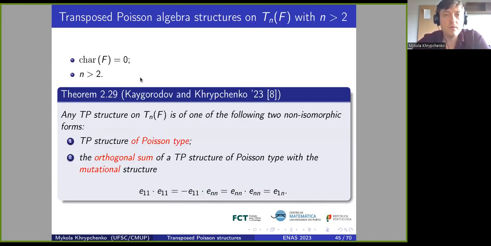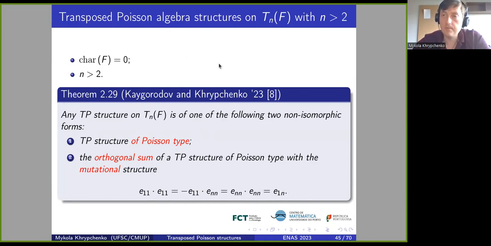Okay, we first describe the TP structures on the upper triangular matrices. We have two cases here, n greater than 2 and n equal to 2. If n is greater than 2, we have two classes of TP structures of Poisson type. Okay, we know what it is. And the orthogonal sum of any TP structure of Poisson type with some fixed TP structure.